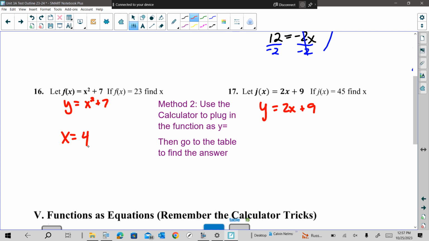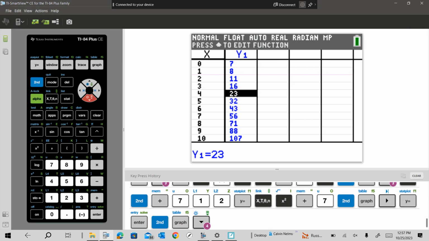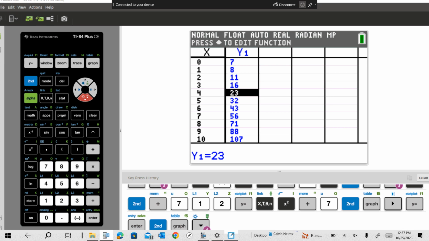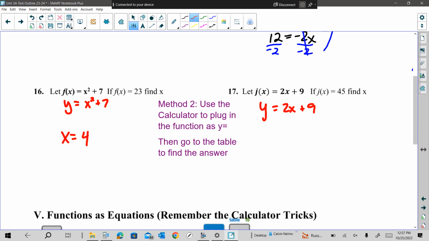Now, depending on your table, I want to just talk about it. You can take the square root. You put second and there's a square root right there. You can solve it the other way too. To solve it, I don't use a calculator. You still plug in. So we have 23 equals x squared plus 7. We subtract the 7.